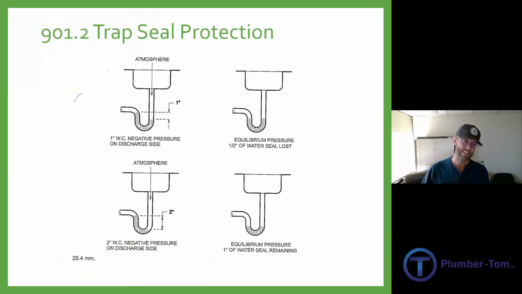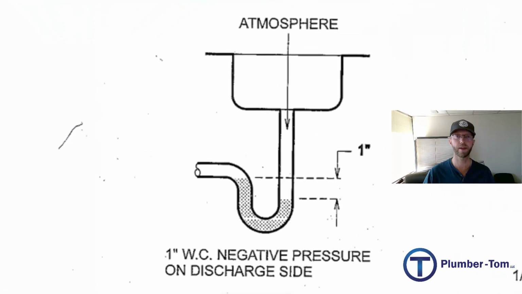Obviously, why do we need vents? Because without that airflow inside of the system, fluids going down compresses the air that's inside of an empty drain, and that can actually stop the drain from flowing. Section 901.2 gives us a standard for the trap seal protection, stating that vent piping shall permit the admission or emission of air so that the seal of any fixture trap shall not be subject to a pressure differential more than 1-inch water column. What does that mean?